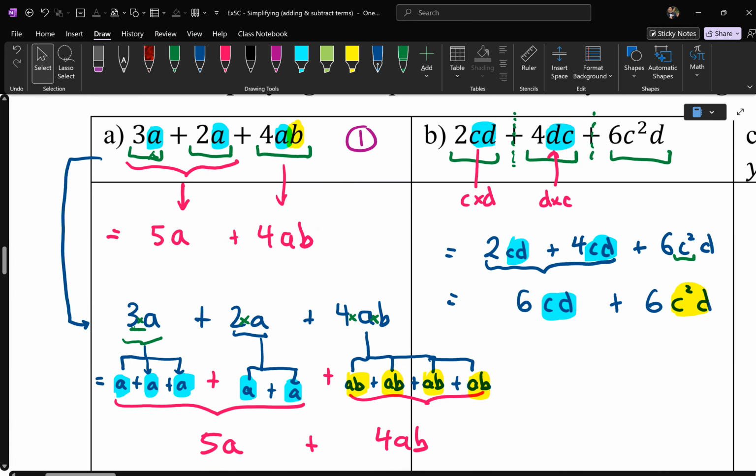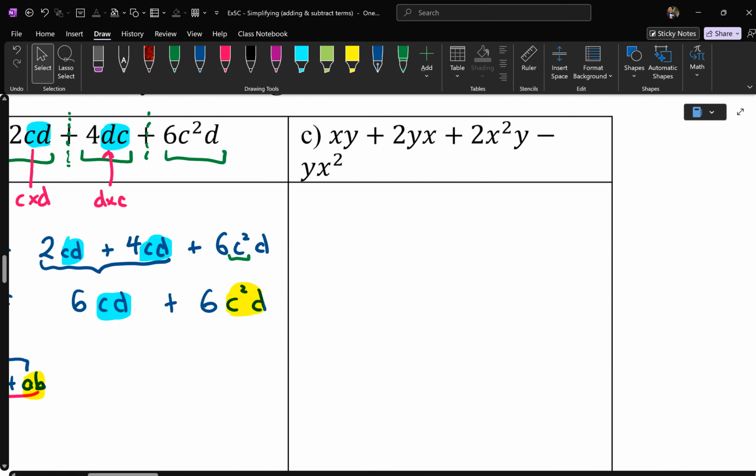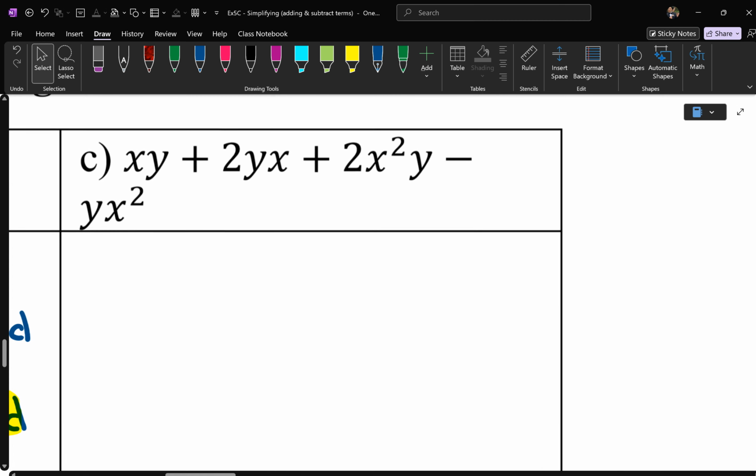So far, so good? How's that feel? That's exercise 5C. So all they do in exercise 5C is they're going to swap it around. They put a negative. They're going to put many letters and many squares. But the theory is the same. The theory is you're looking for groups that are the same. Here's the last one. Why don't you try this last one?